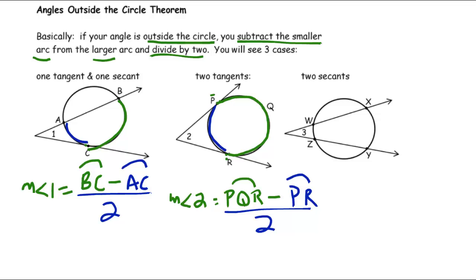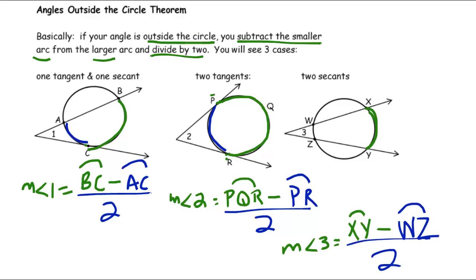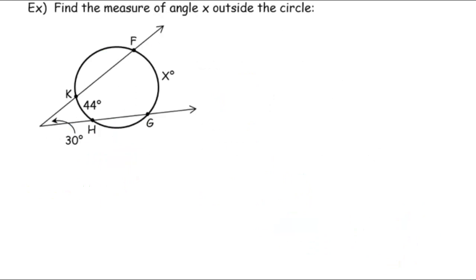Now, you know what? Hold on, I'm going to do 3. The measure, I'm going to write it down here, of angle 3, is the larger arc that angle intercepts, XY, and I'm going to subtract the smaller arc of WZ and divide by 2. So let's go look at an example now.